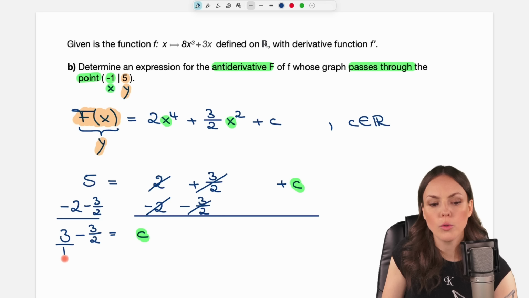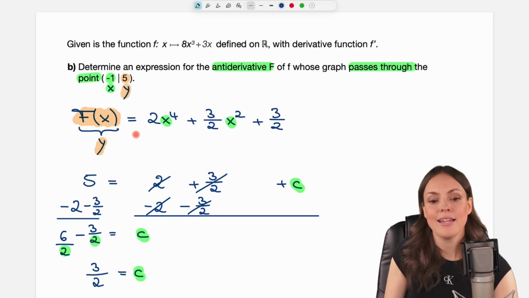So we have 3 over 1, but we need the same denominators. So let's multiply by 2 here. 1 times 2 equals 2. The same here. 3 times 2 equals 6. So now we can subtract. We have 6 minus 3, which equals 3. The denominator stays the same. And this is our c. It's 3 over 2, so we can insert it here. For our c, we write 3 over 2. And this is then the special antiderivative that passes through this one point here.